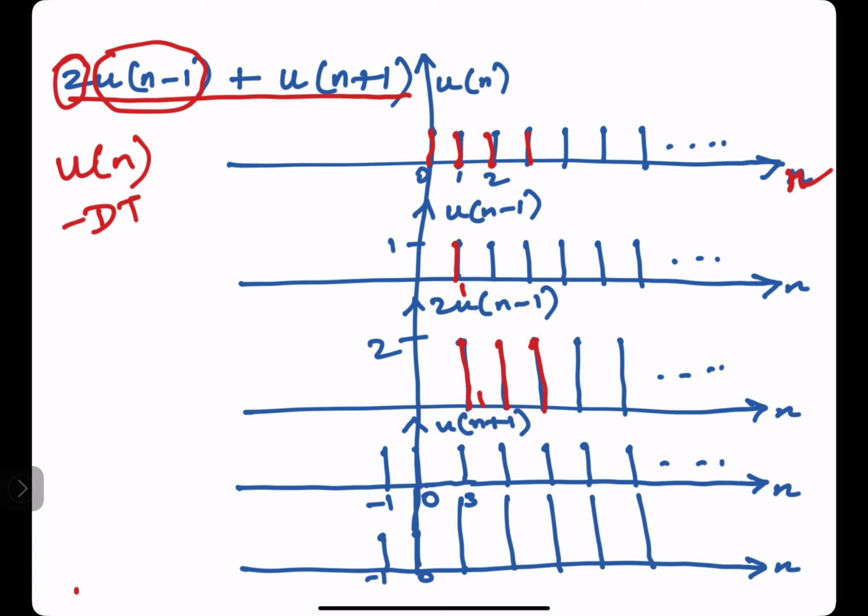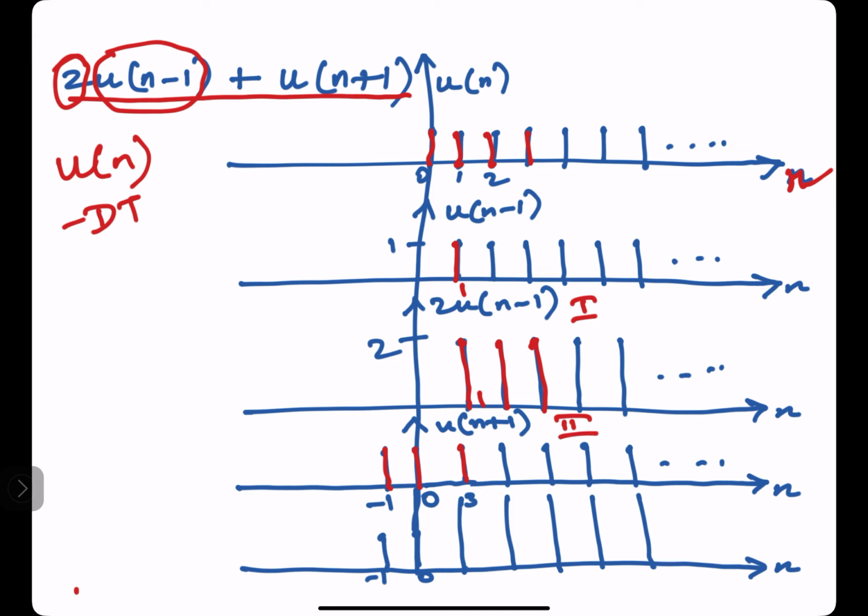And then the second signal is u of n plus 1. Because it is n plus 1, it is advanced. U of n is advanced by 1 unit. So the signal starts from minus 1. So here we have two signals, that is 2 into u of n minus 1 plus u of n plus 1. So two signals we have.